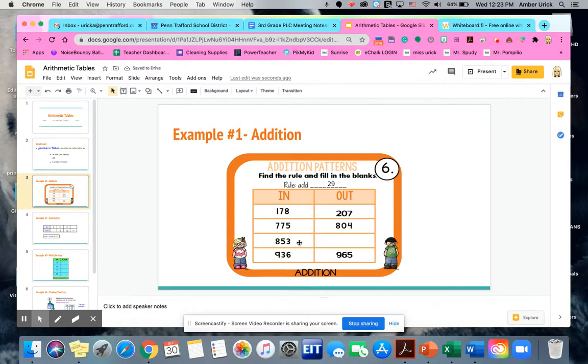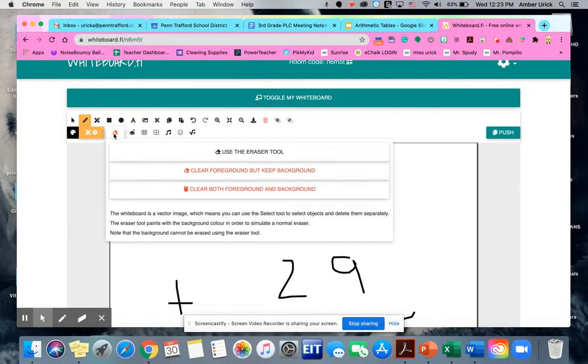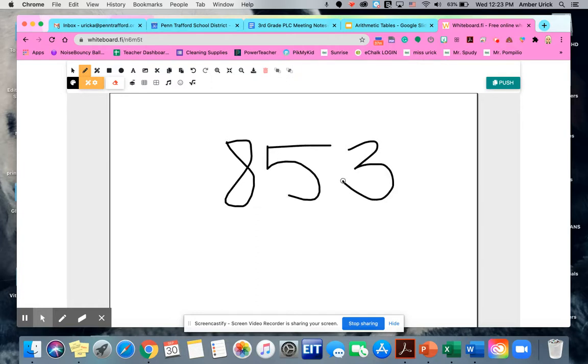Let's do one more here with the rule of adding 29. So 853 goes in. Here we go. Let's clear my whiteboard. So in goes 850. That's one large 5, Miss Yerrick. 853, and I need to add 29 because that's the rule of my table, correct?